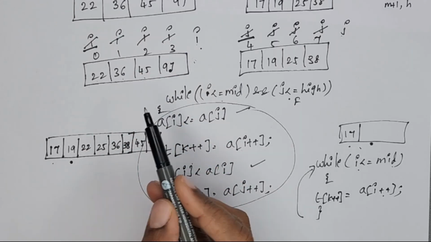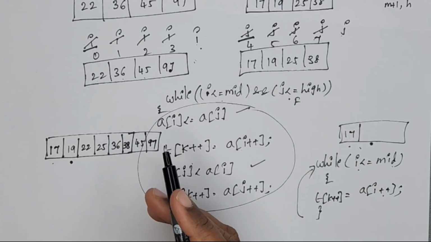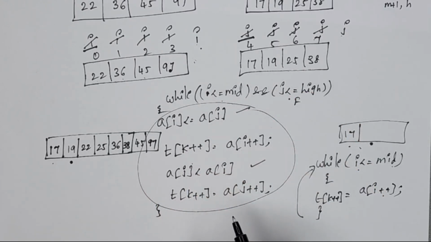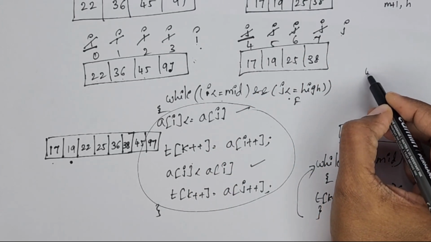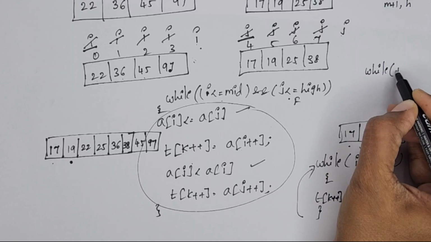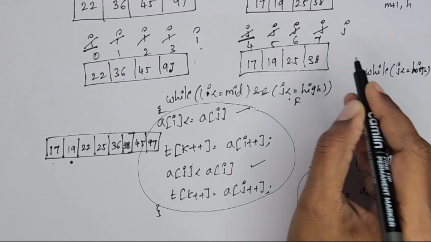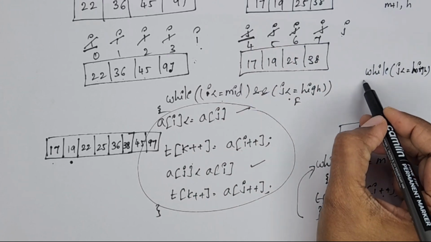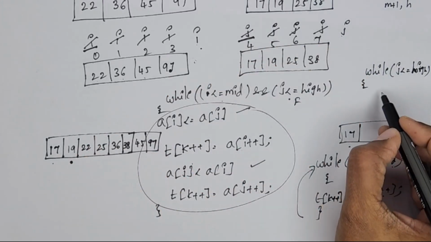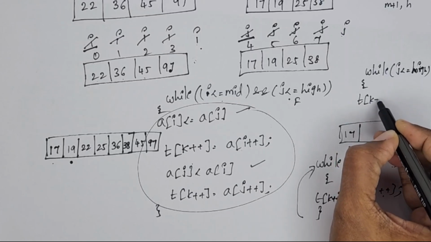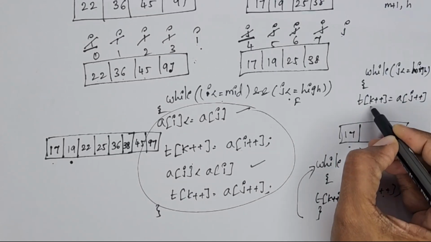Same way we have to check the second array also. In this example everything we have copied, but anyway we have to check, because sometimes elements may be left in this array also. So I have to check while j is less than or equal to high. If j is less than or equal to high, it means that a few elements were not copied from this array into the temporary array. So you can copy t of k plus plus equals a of j plus plus.